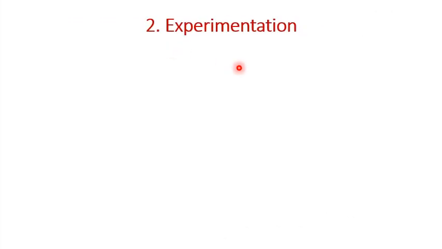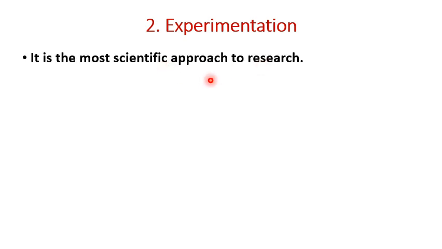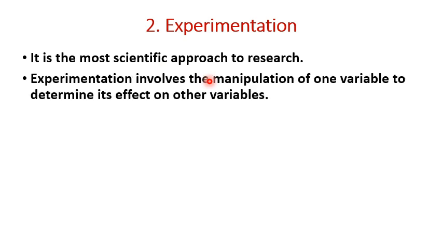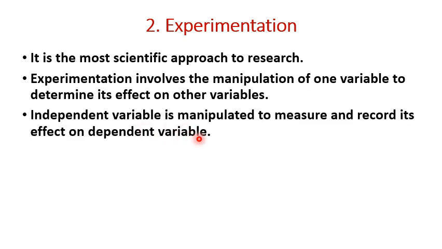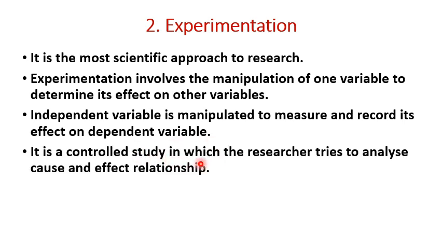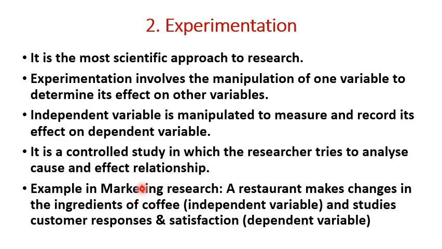The second method of collecting primary data is experimentation. It is the most scientific approach to research. Experimentation involves the manipulation of one variable to determine its effect on other variable. Independent variable is manipulated to measure and record its effect on dependent variable. So in experimentation, independent variable is generally manipulated. It is a controlled study in which the researcher tries to analyze cause and effect relationship.